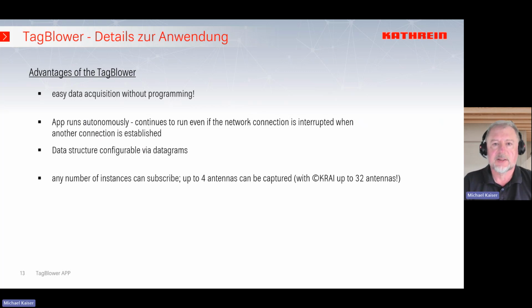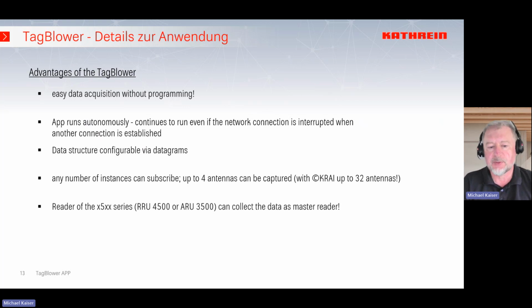As I said, the instances can be numerous. This means you can have a lot of subscribers on this server to collect the data. We can have up to 4 antennas to capture the data, and with Cry, we can capture up to 32 antennas. With the additional Linux on board, the X500 readers from Kathrein you can use as a master reader to collect the data from a RU 1400 or any other reader. So you can design one as a master reader, collecting the information from all the other readers, building up a general datagram, do some statistics, whatever you need, and then you can transmit it to your backend system.